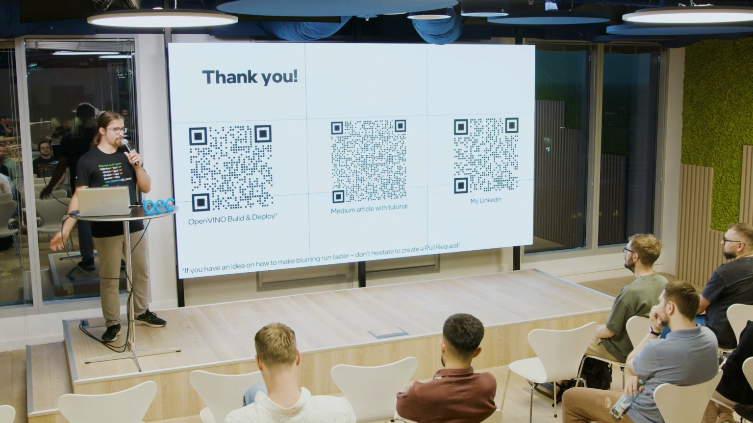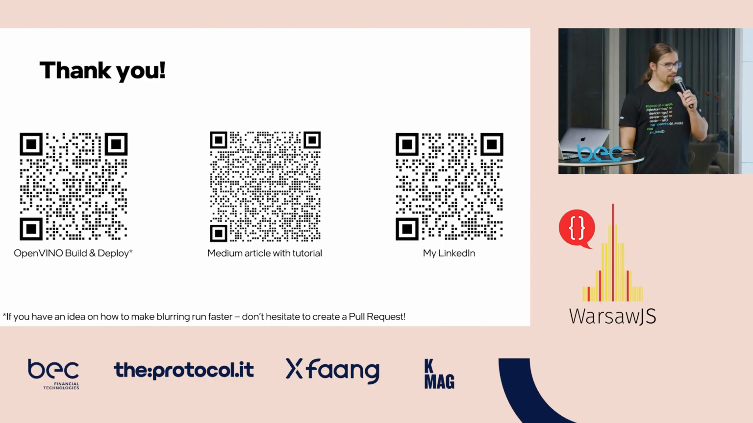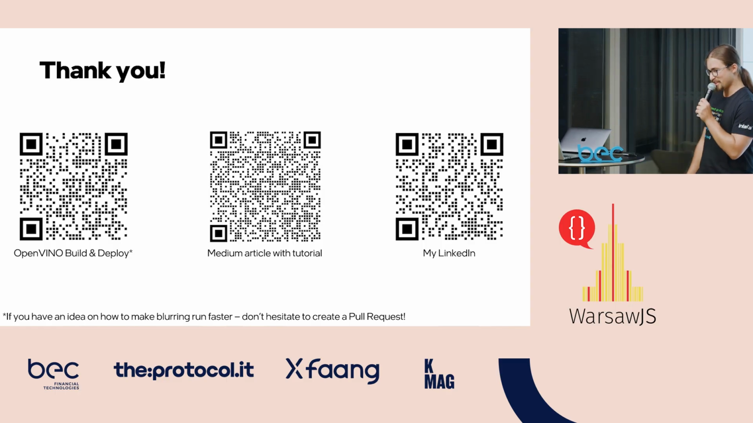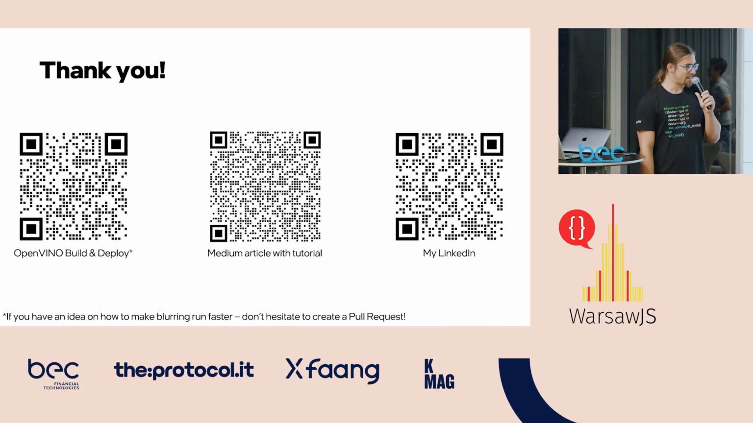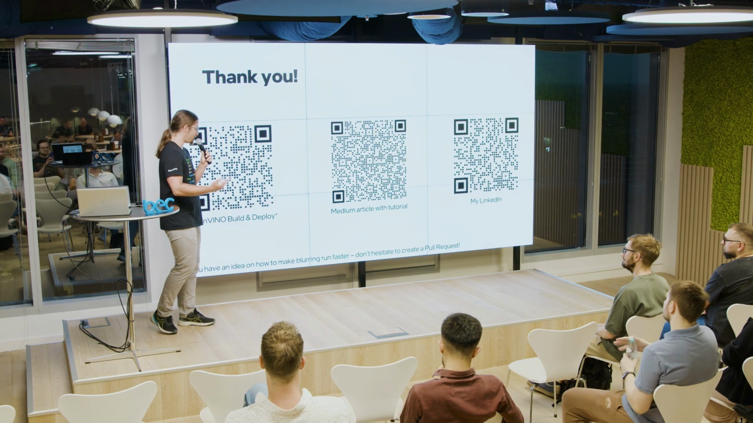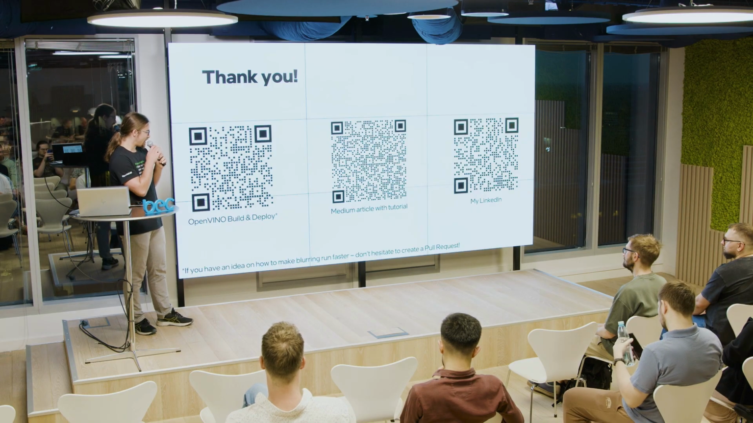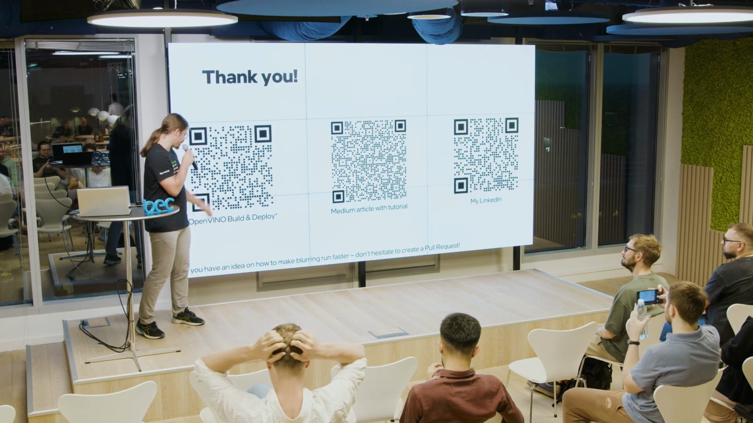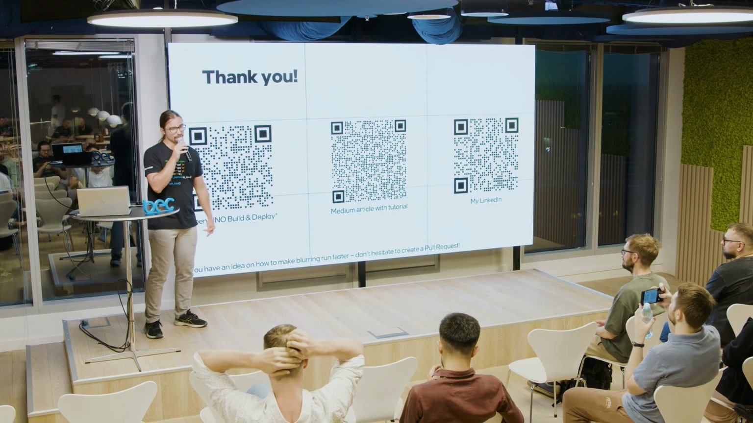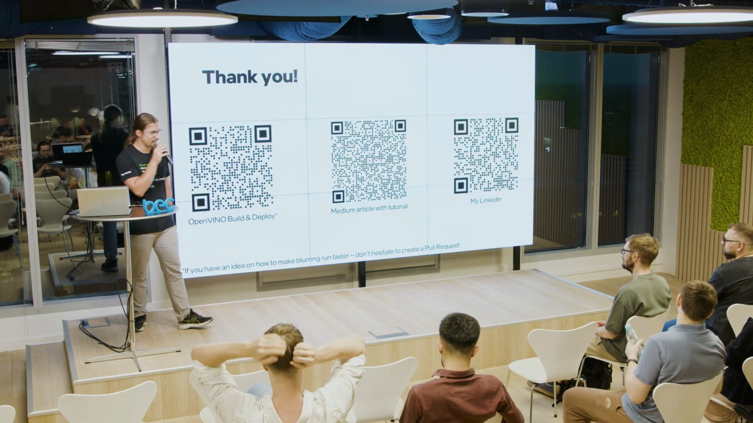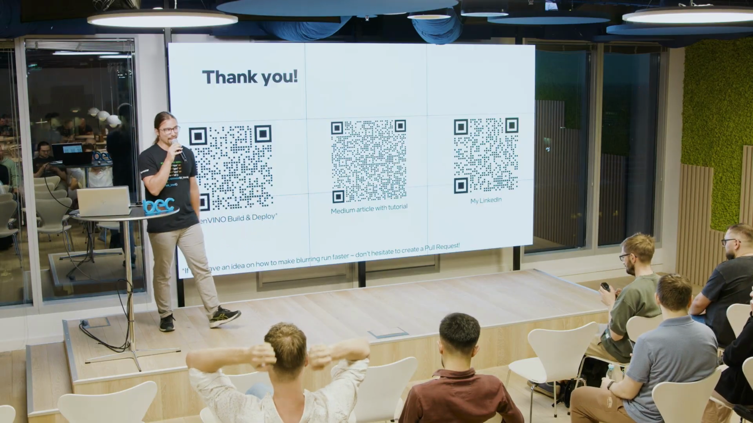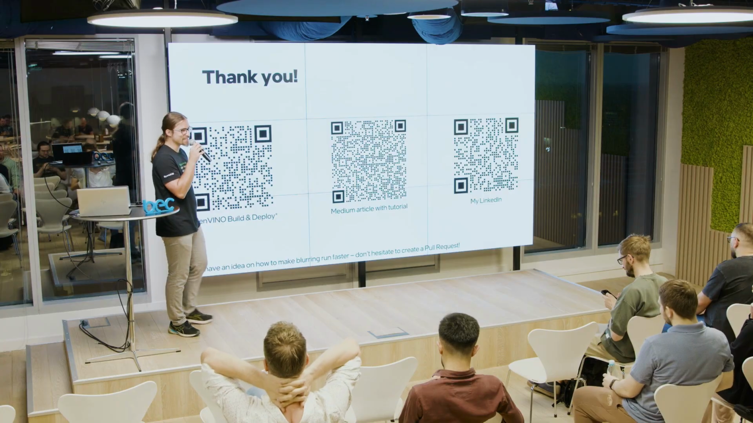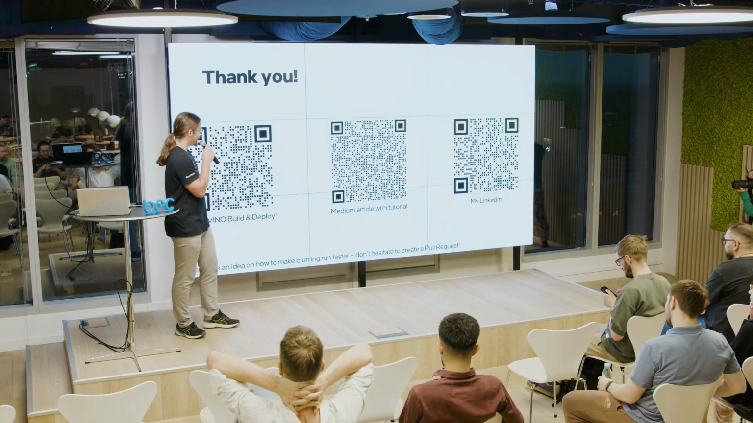Okay, thank you very much for your attention. I hope you now know more about what OpenVINO is and what can be done with it, and that you can use it in JavaScript and in ElectronJS. Now, my last call to action is that if you have an idea how to make blurring run faster, you can create a pull request with your idea. We will be very happy to merge it because this is our pain point.